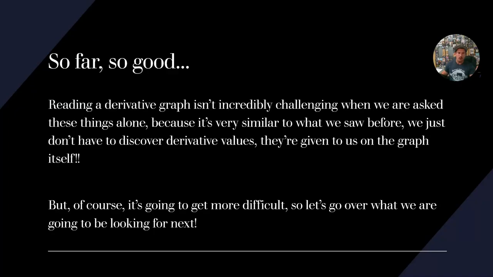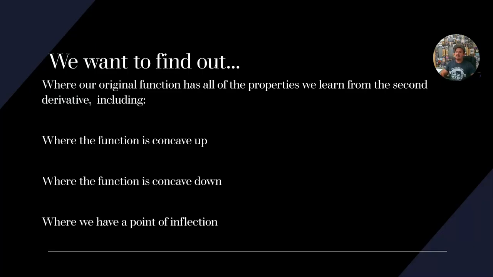But of course, there's more. It's going to get more difficult. So let's go over what we're going to be looking for next. We've talked about how to determine where a function is increasing and decreasing, where I have maximums and minimums. But that's not all the questions we've answered so far. Let's see some of the other things that we might be asked to find. Remember when we were talking about the second derivative test, we needed to determine where a function was concave up, where a function was concave down, and where I had a point of inflection.